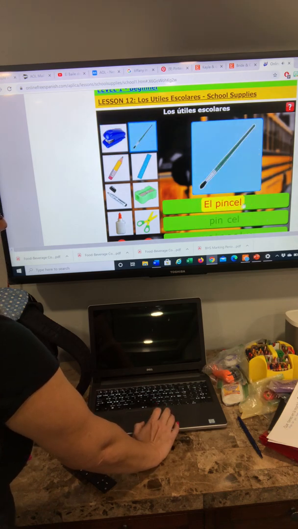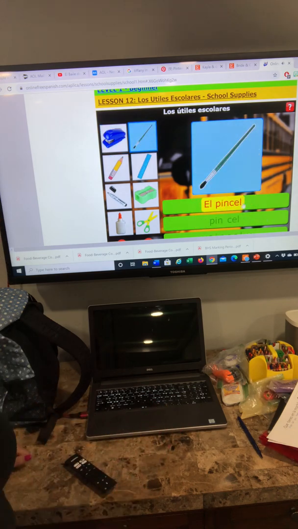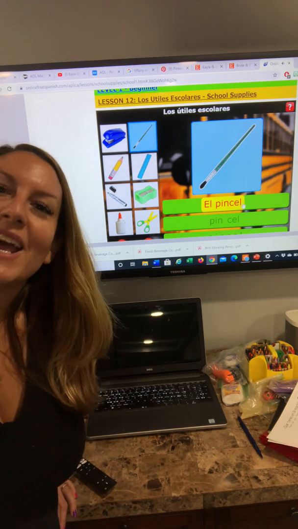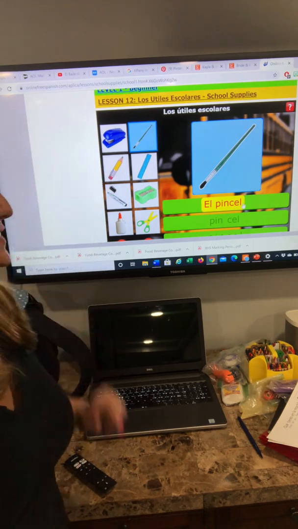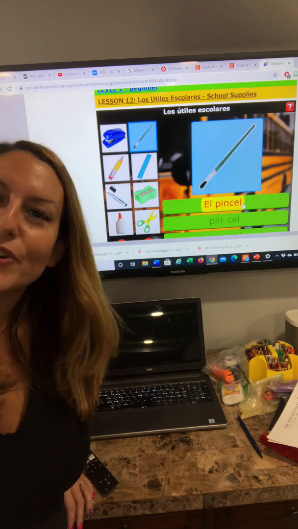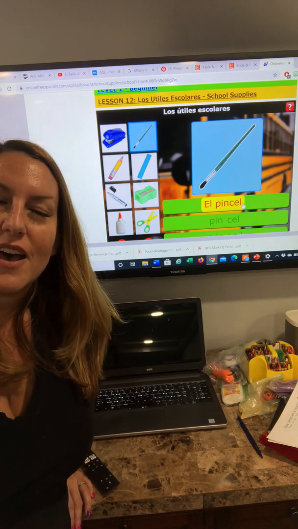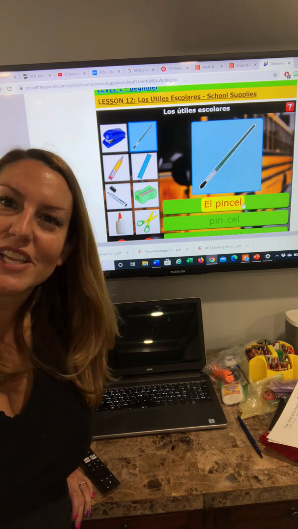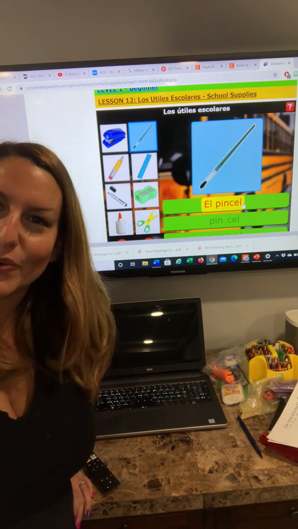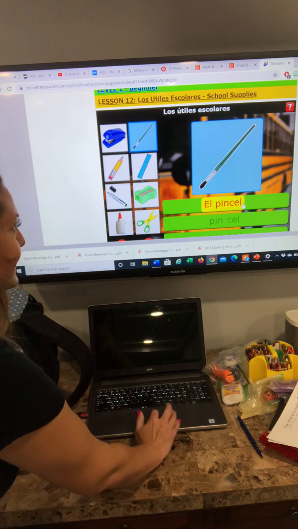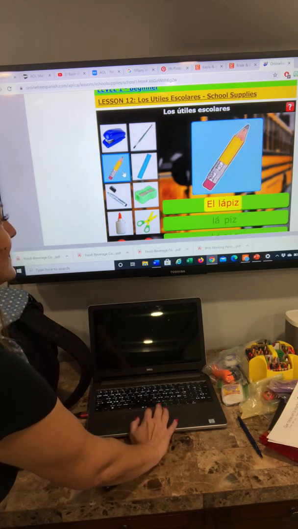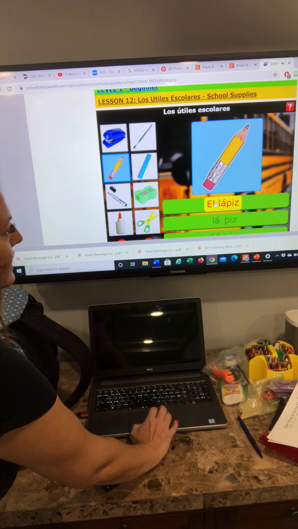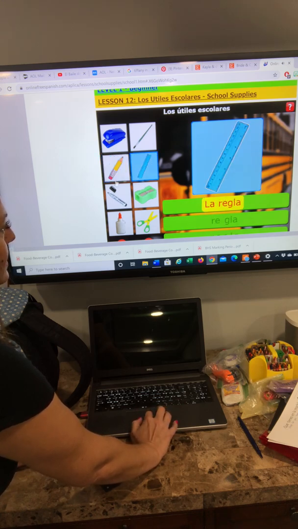El pincel. So I always teach you the word lápiz first because if I taught you pincel first, what would everybody confuse that for? A pencil, right? Because it looks just like the word pencil. But is it a pencil? No, it's a paintbrush. So the word for pencil is el lápiz.